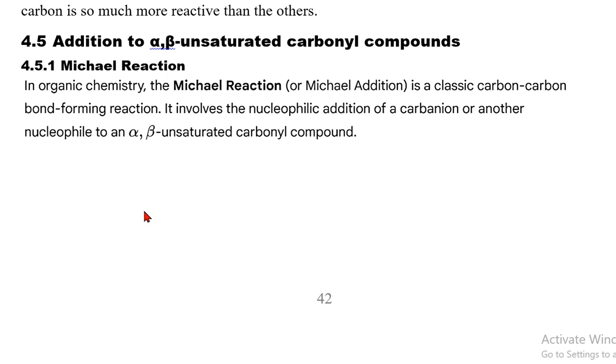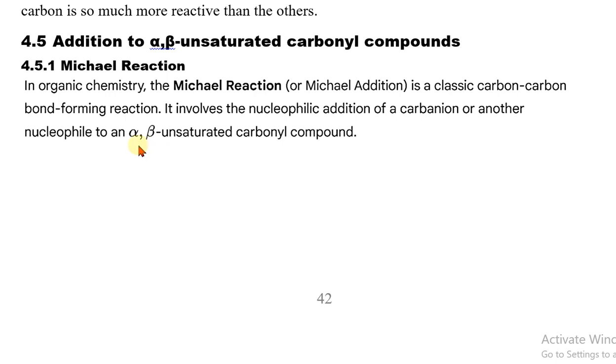Lecture number 4 in our organic class, and we talk about addition to alpha-beta unsaturated carbonyl compounds. The first and most important reaction related to this subject in organic chemistry is the Michael reaction. Michael reactions, of course, give you a new carbon-carbon bond. They involve nucleophilic addition of a carbanion or another nucleophile to the alpha-beta unsaturated carbonyl compound.